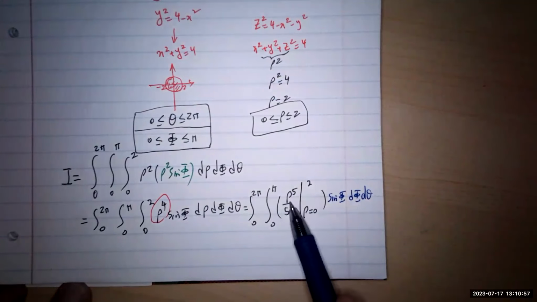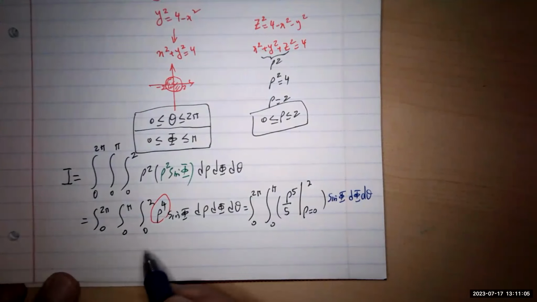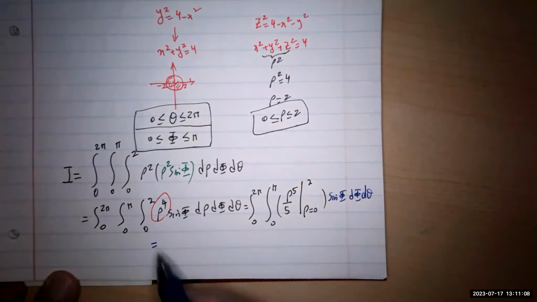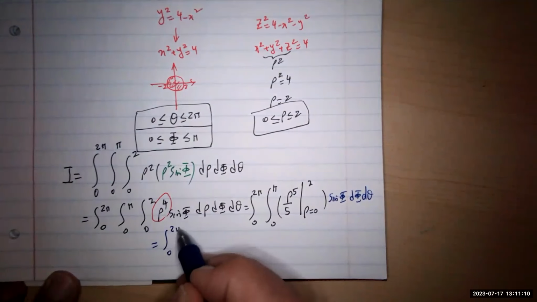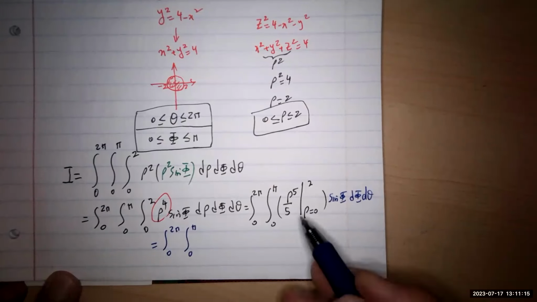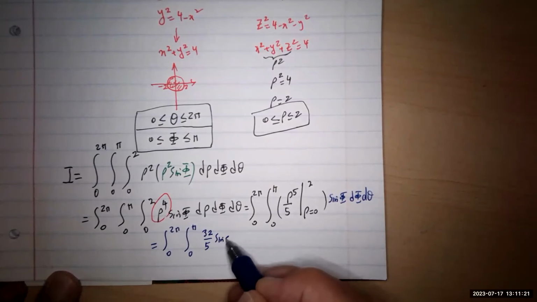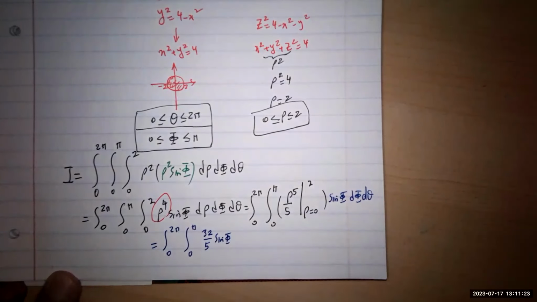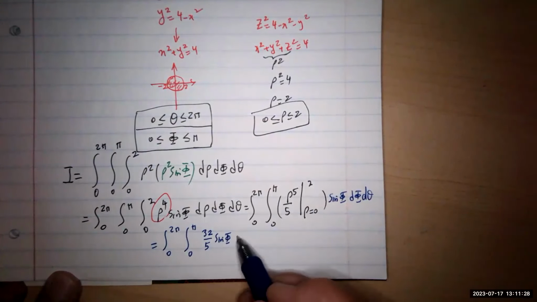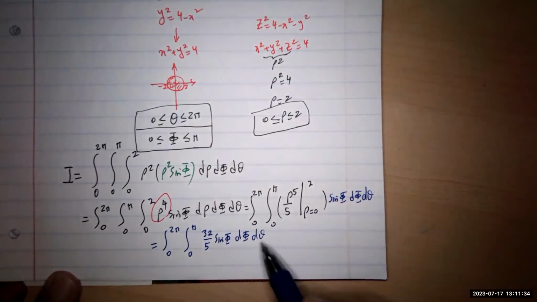We substitute rho equal to 2, the 5th would be 32. And in case of the 0, we get nothing. Okay, so it's going to be equal to the integral 0 to 2 pi, and 0 to pi, 32 fifths, the function sine phi. So the sine phi, we integrate with respect to this one first, okay? And the d phi and the d theta. 32, you can put it out.